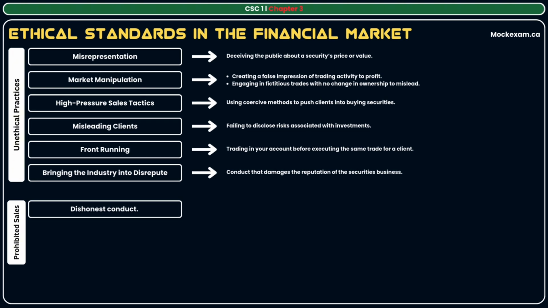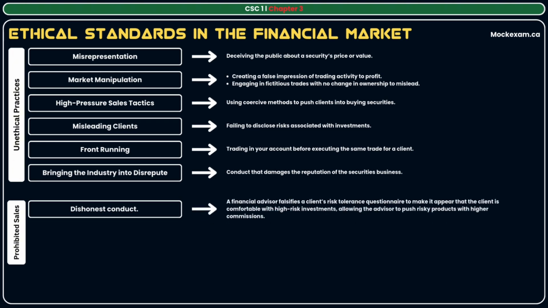Let's say a financial advisor falsifies a client's risk tolerance questionnaire to make it appear that the client is comfortable with high risk investments, allowing the advisor to push risky products with higher commission. This is dishonest conduct. The second one is high pressure or manipulative selling tactics.